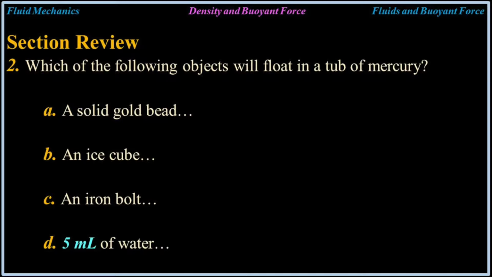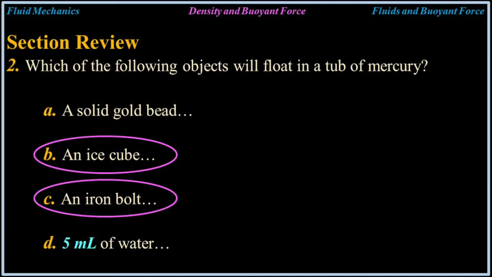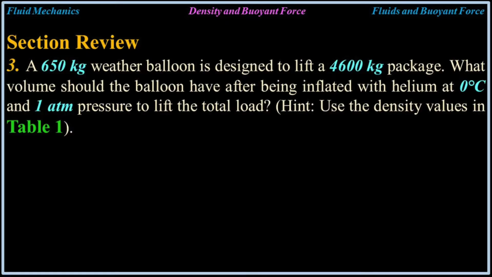Which of the following objects will float in a tub of mercury? So you're going to need Table 1: a solid gold bead, an ice cube, an iron bolt, and 5 milliliters of water. Well, this gold will not, because it has a greater density, but all the others will float in the mercury. Mercury has a high density, but not higher than gold.